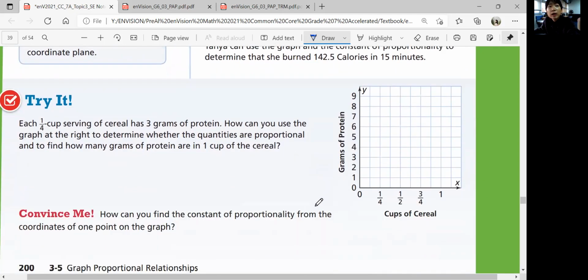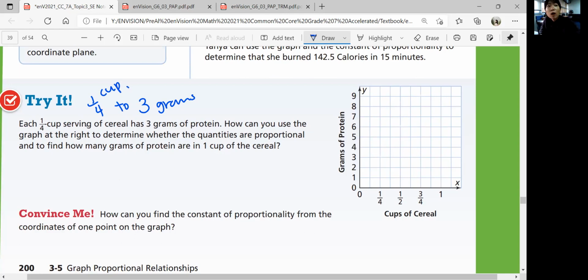So let's look at this try question. Each 1/4 cup serving of cereal has 3 grams of protein. How can you use the graph at the right to determine whether the quantities are proportional and to find how many grams of protein are in 1 cup of the cereal? So we need to be able to graph our relationship. We have two variables, cups of cereal and grams of protein. And we have a ratio. Each 1/4 cup of cereal to 3 grams of protein, right?